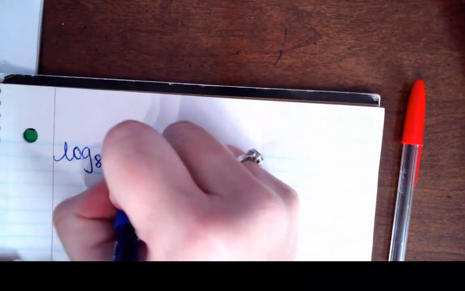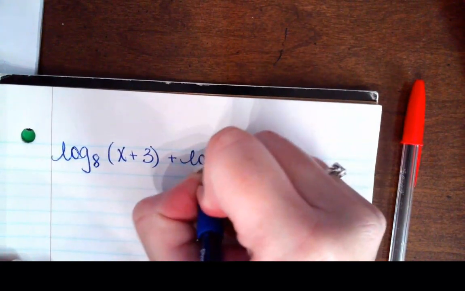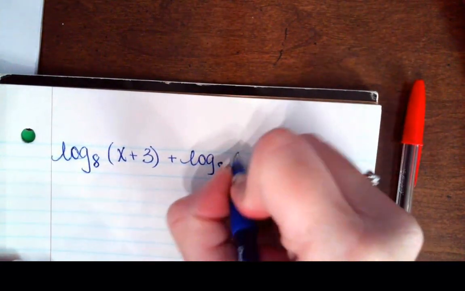All right, so let's try another one. We have log base 8. So this is not a natural log. This is not a common log. Natural log has a base of e. Common log has a base of 10.